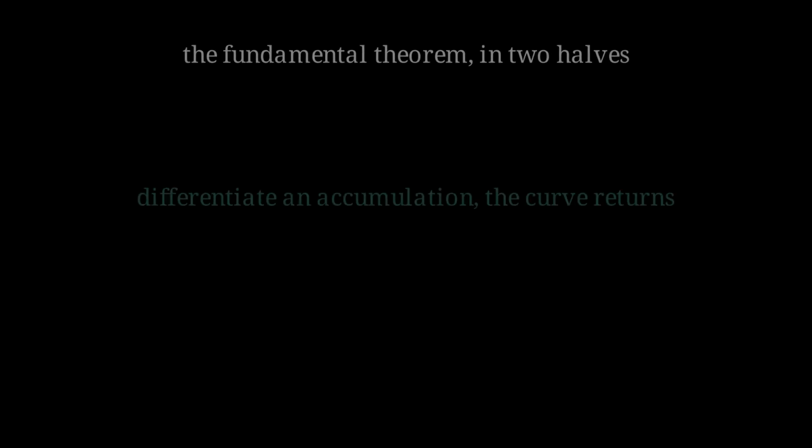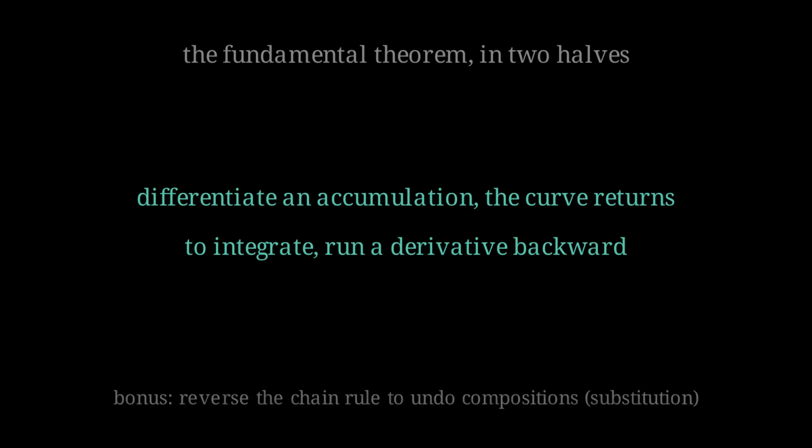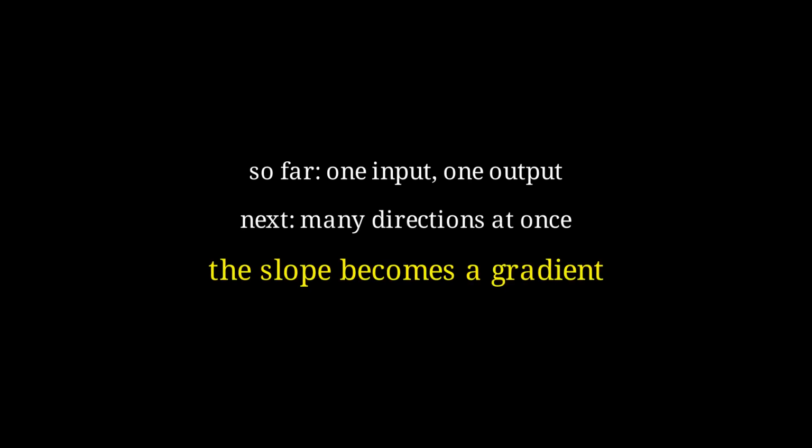So the fundamental theorem, in two halves. Differentiate an accumulation, and the original curve returns. And to integrate, run a derivative backward and take a difference. There is a bonus hiding here. Because composed rates multiply from the chain rule episode, integrals can undo a composition too by a move called substitution. Reverse the chain rule, and hard integrals come apart.